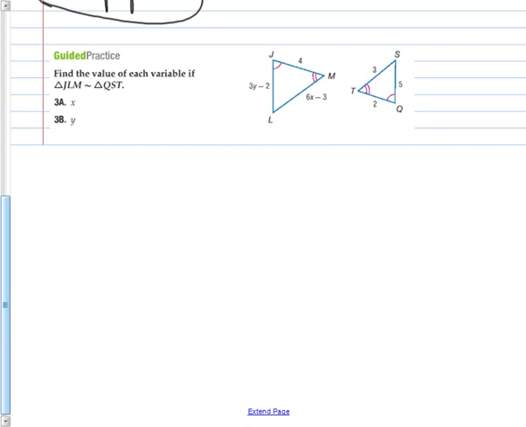Find the value of each variable if triangle JLN is similar. So they want us to figure out what x is. So let's find x over here. Well, if these things are similar, what do I know about 6x minus 3?